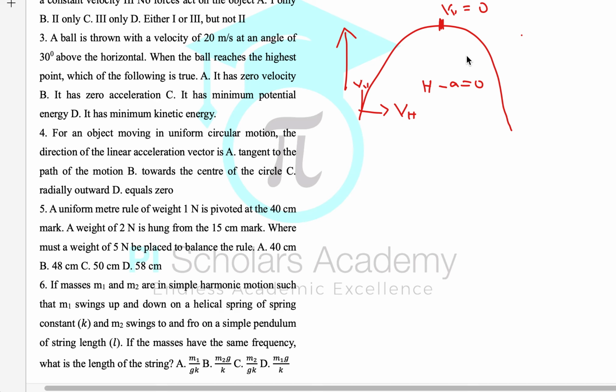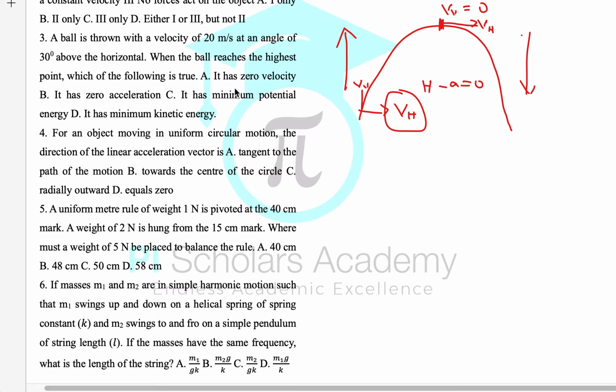Don't forget, it was decreasing as it was going up. But when it starts coming down again, this velocity will start being gained back. However, in that same situation, the horizontal component of the velocity still remains at its original value. So let's now answer some of these questions.